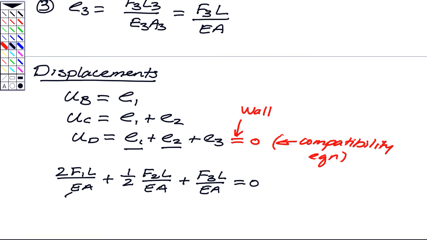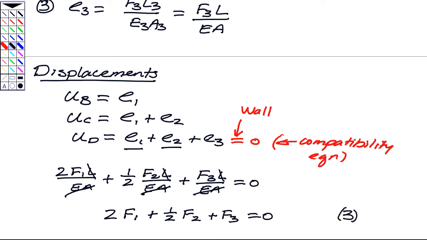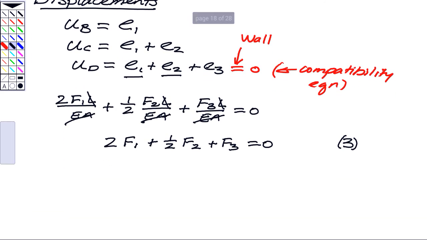So I cancel out the EAs across the board, cancel out the L's. So this equation gives us 2F1 plus 1/2 F2 plus F3 is 0. So this is going to be our equation 3. Recall that we knew the problem was statically indeterminate. We were able to get two equations from our coupler equilibrium, and this is our third equation to help solve for our 3 unknowns. The rest of it is just solving these 3 equations.